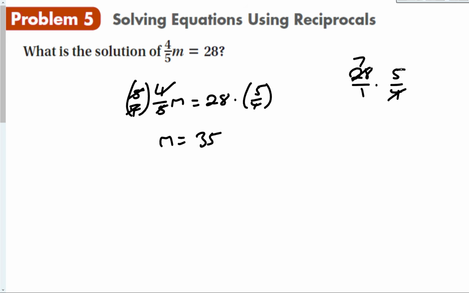Anytime we're working with fractions, it is always better to reduce first before multiplication. If we wanted to, we can do 28 times 5, take that answer, divide it by 4, or 28 divided by 4 first, and then multiply that answer by 5. We could do that, but it's nice to see it in fractional notation so you can see what is reducing and what is canceling.